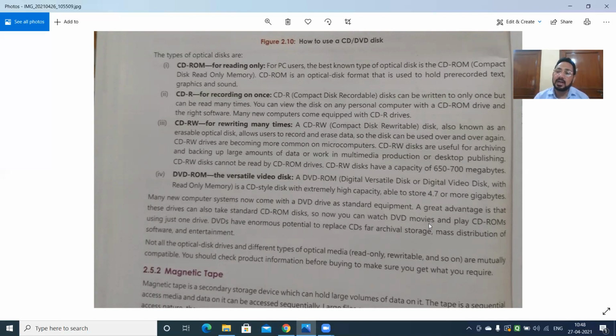Now, after that, I'll come to the DVD. Once you have a DVD drive, that DVD drive can read the CDs and DVDs also. DVD stands for versatile video disc. A DVD-ROM, digitally versatile disc or digital video disc with read-only memory, is a CD-style disc with extremely high capacity, able to store 4.7 or more gigabytes. Many computer systems, hopefully clear to you.